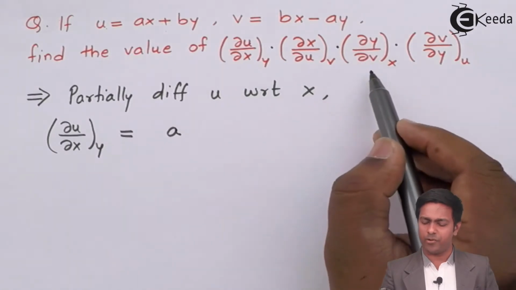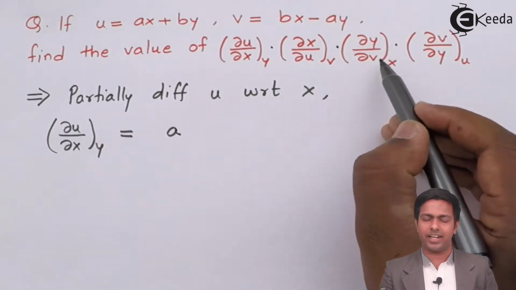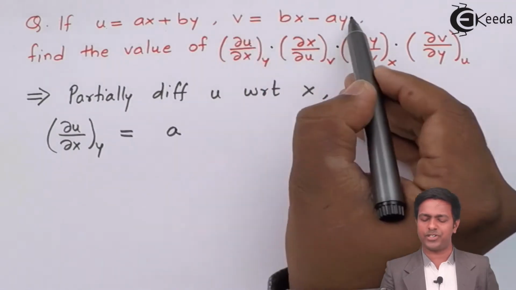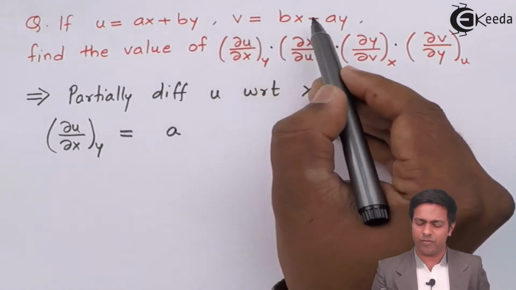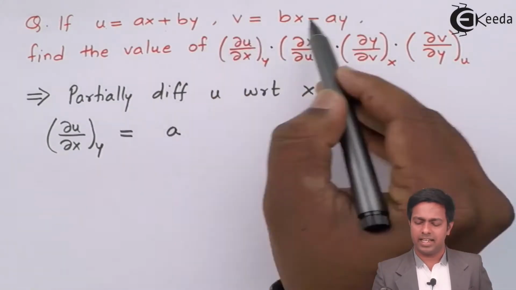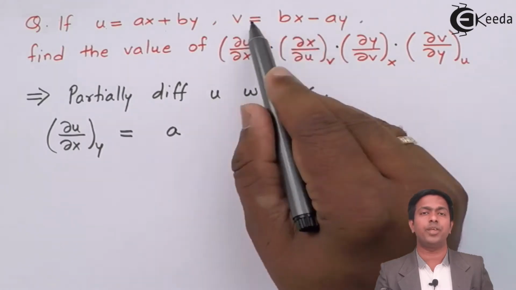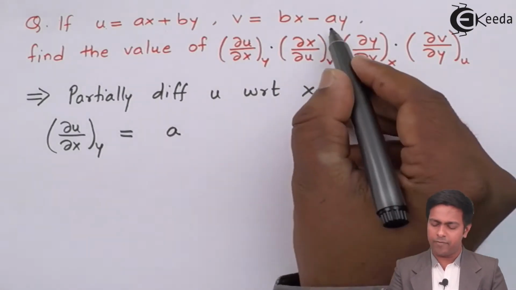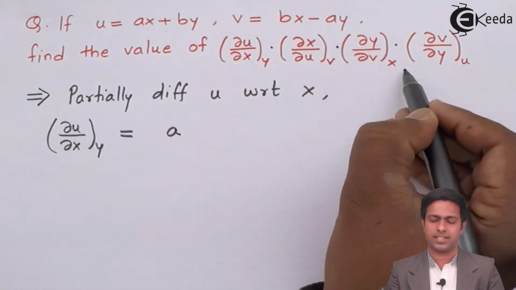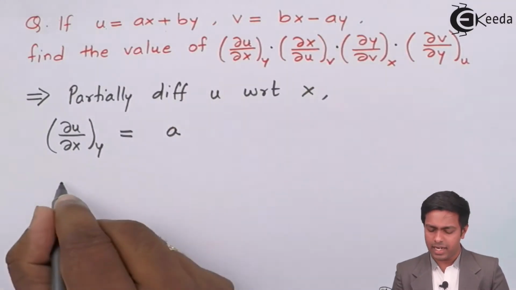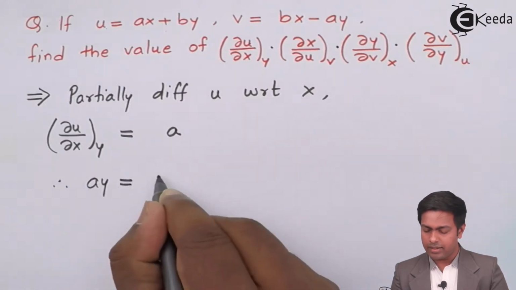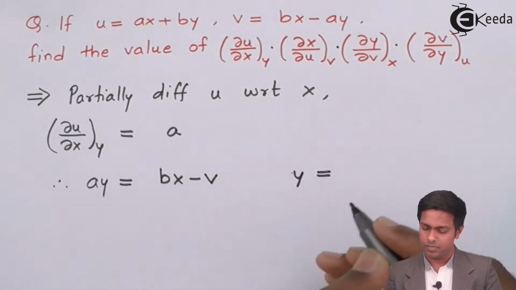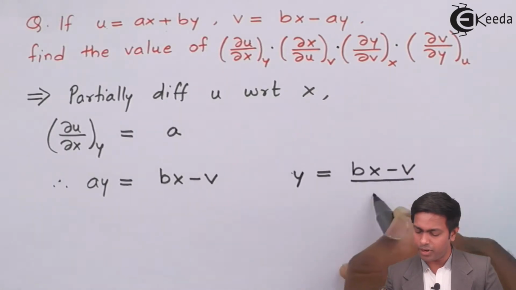In the third term we have to find out del y by del v by treating x as constant. It means y must be a function of v and x. Now if you see the second equation, in the second equation we have v as a function of x and y. So if I do the readjustment, then I can bring y as a function of x and v. It's easier to solve, hence I am solving the third term first. So I'll find y as a function of v and x. Let's shift ay to the other side. That will become ay as positive, then bx minus v, and this will give us y as bx minus v upon a.